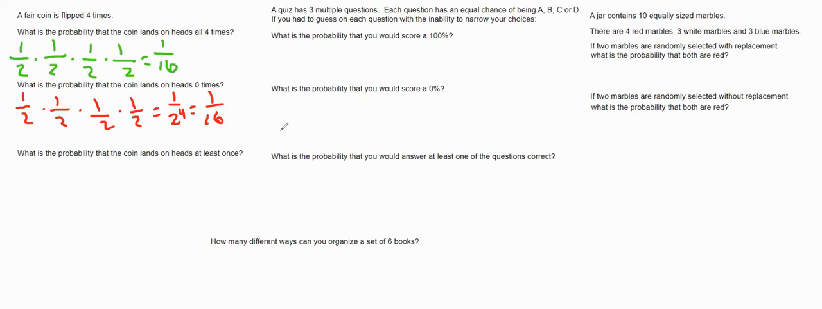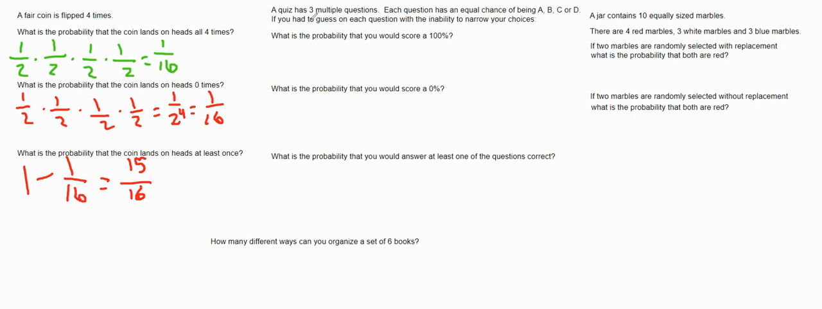What is the probability that the coin lands on heads at least once? Well, the probability that it lands on heads 0 times is 1/16. So at least once would be 100% minus that fraction, or 1 minus 1/16, and that would be 15/16. We could also do this once you're in Algebra 2 with the binomial theorem, but that's a little advanced for this course. So take a moment and try that middle one there on your own.